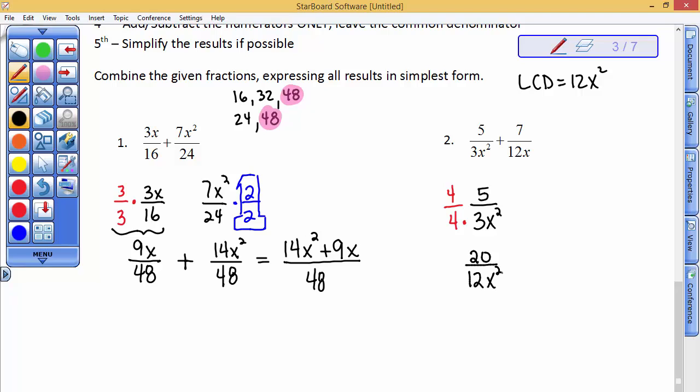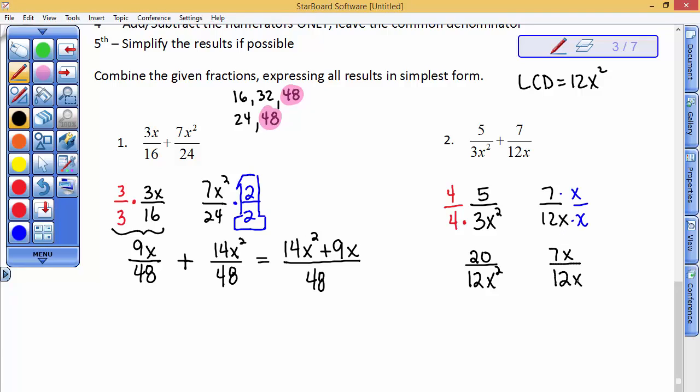All right, the second fraction was 7 over 12x. So it's got the 12, it's got an x, and it needs another. So if you multiply this x by x, you'll get x to the second power. So you've got to multiply the 7 by x as well, and you'll have 7x over 12x squared downstairs.